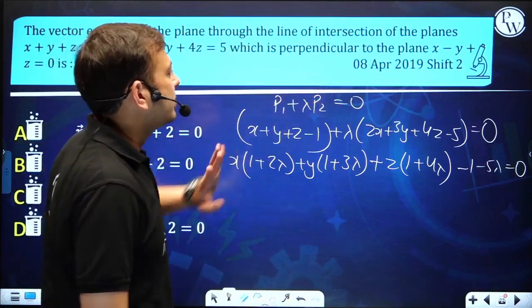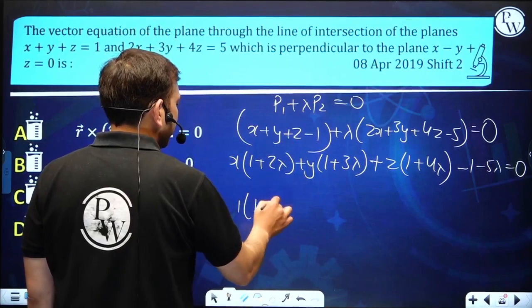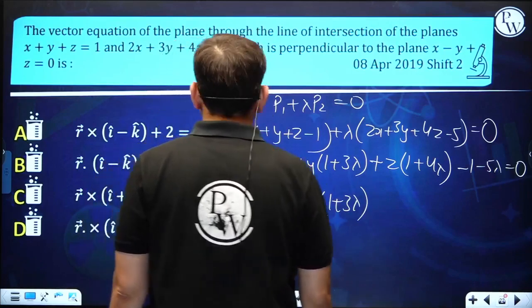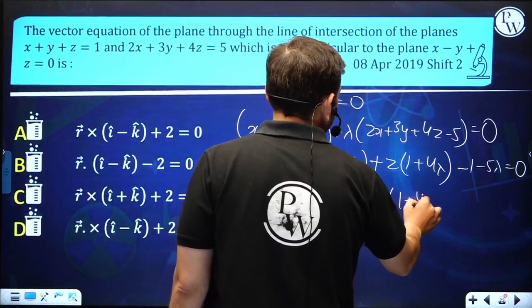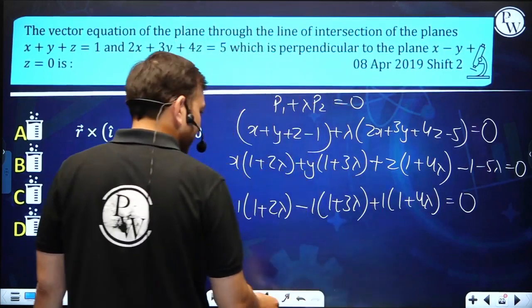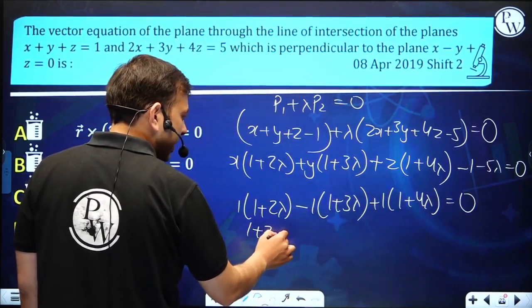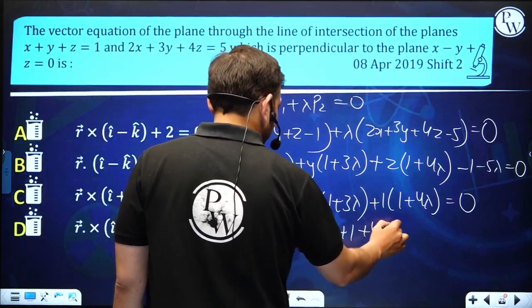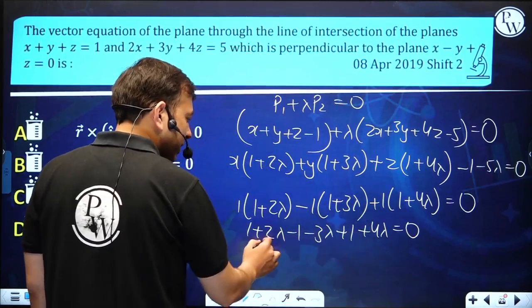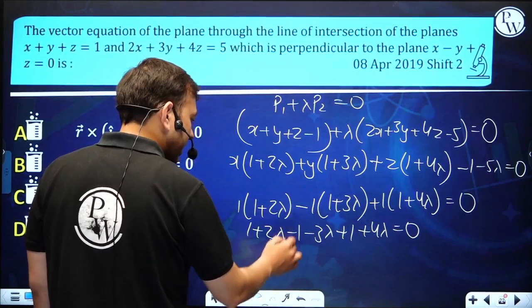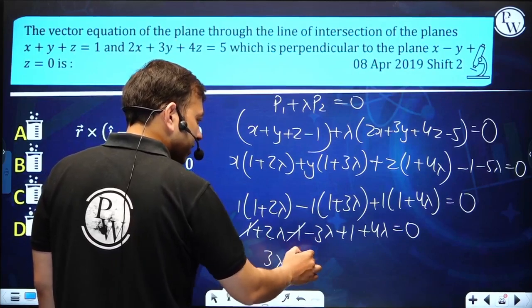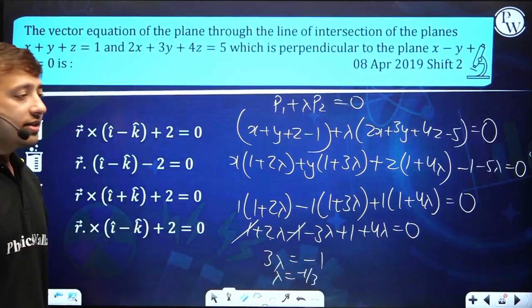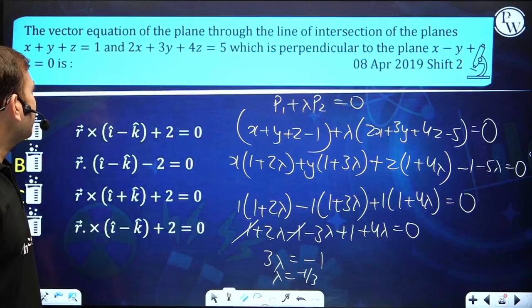Now, with the given plane: 1 into (1 plus 2 lambda), minus 1 into (1 plus 3 lambda), and then 1 into (1 plus 4 lambda) equals 0. So 1 plus 2 lambda minus 1 minus 3 lambda plus 1 plus 4 lambda equals 0. So 1 plus 1 is 2, 2 plus... 3 lambda, and 1 gets cancelled, equals minus 1. So lambda equals minus 1 by 3.